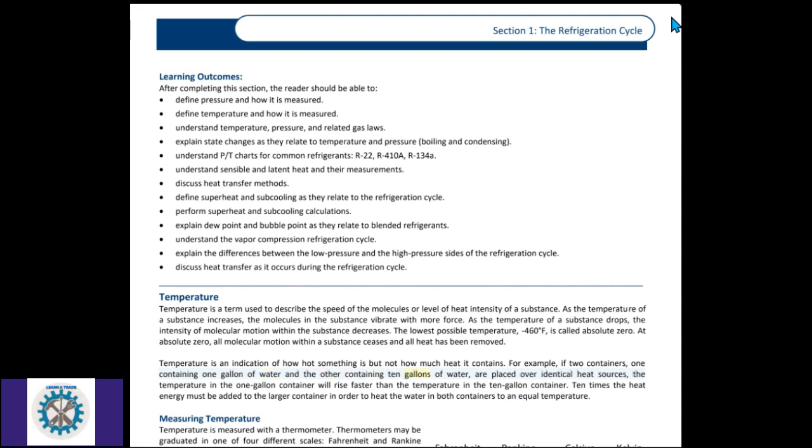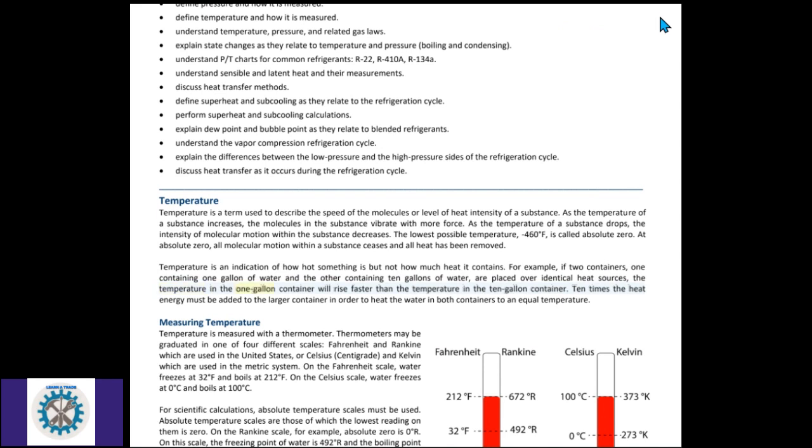Temperature is an indication of how hot something is, but not how much heat it contains. For example, if two containers, one containing 1 gallon of water and the other containing 10 gallons of water, are placed over identical heat sources, the temperature in the 1 gallon container will rise faster than the temperature in the 10-gallon container. 10 times the heat energy must be added to the larger container in order to heat the water in both containers to an equal temperature.